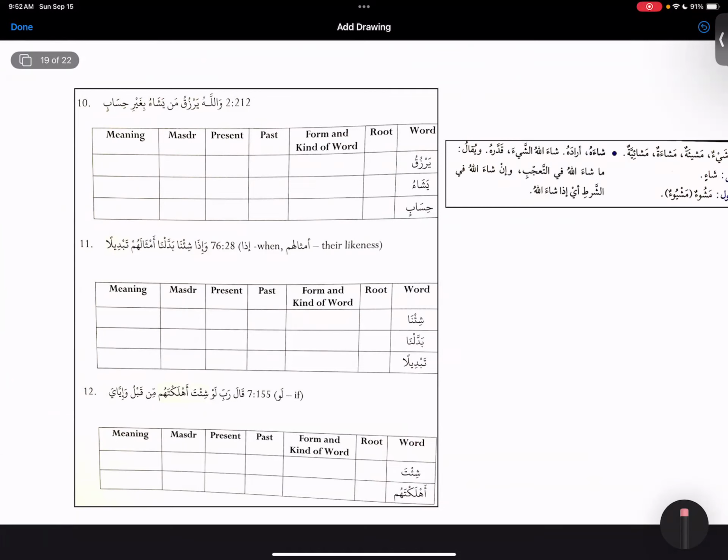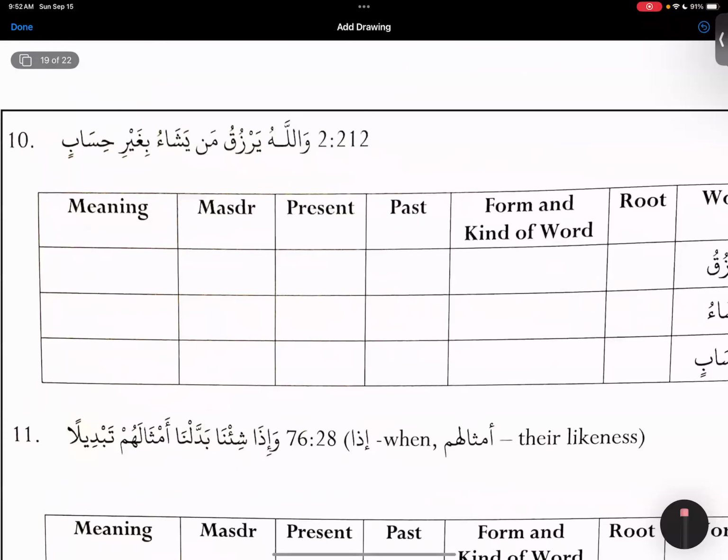Wallahu yarzuqu man yasha'u bighayri hisab. Allah subhanahu wa ta'ala yarzuqu, razaqa yarzuqu, bab nasara. So Allahu is a jumla ismiya, mubtada, right? And then yarzuqu is the khabar of it. He is the one. So there is a double emphasis that provision is coming only from Allah subhanahu wa ta'ala. Wallahu yarzuqu man yasha'u bighayri hisab. May Allah make us among them. That's one mawsula, right? Man yasha'u bighayri hisab. Whoever He wishes, He gives them bighayri hisab, without any calculation. Subhanallah.